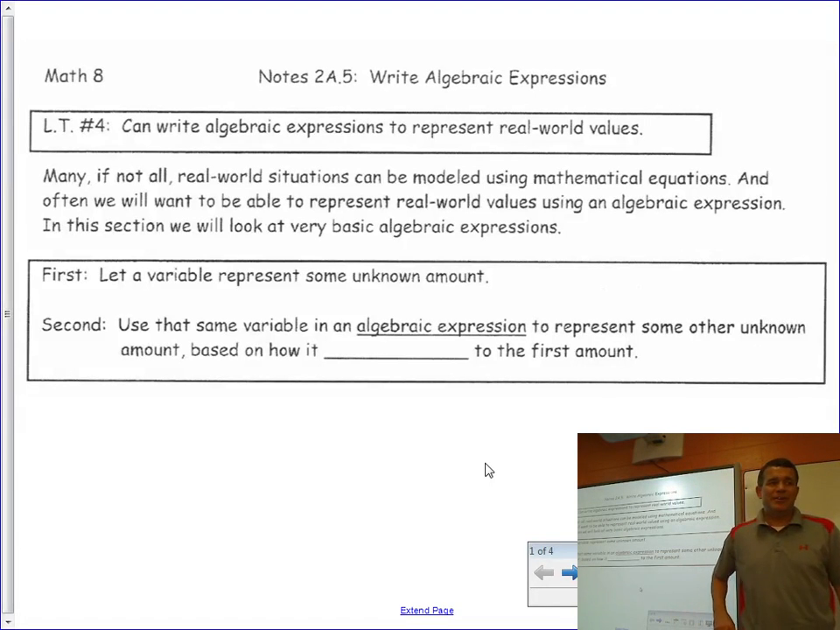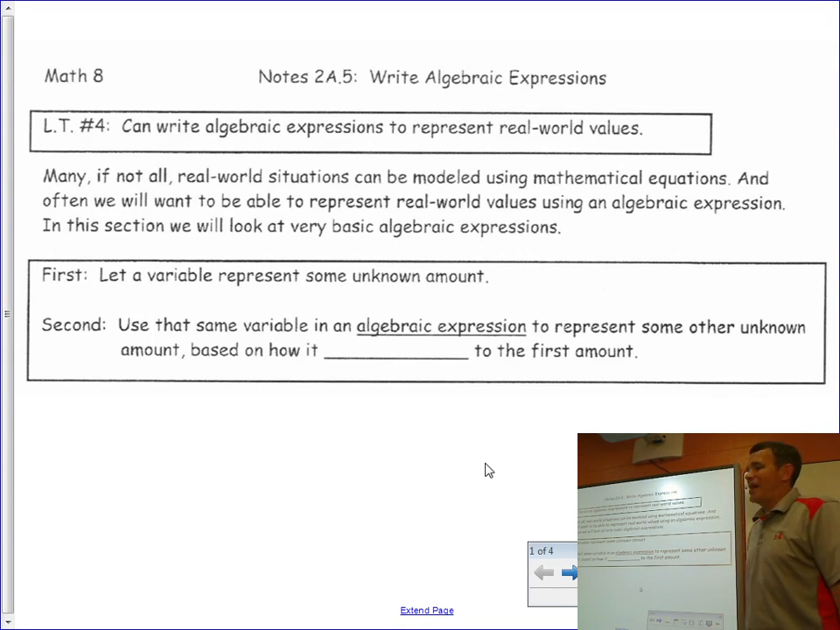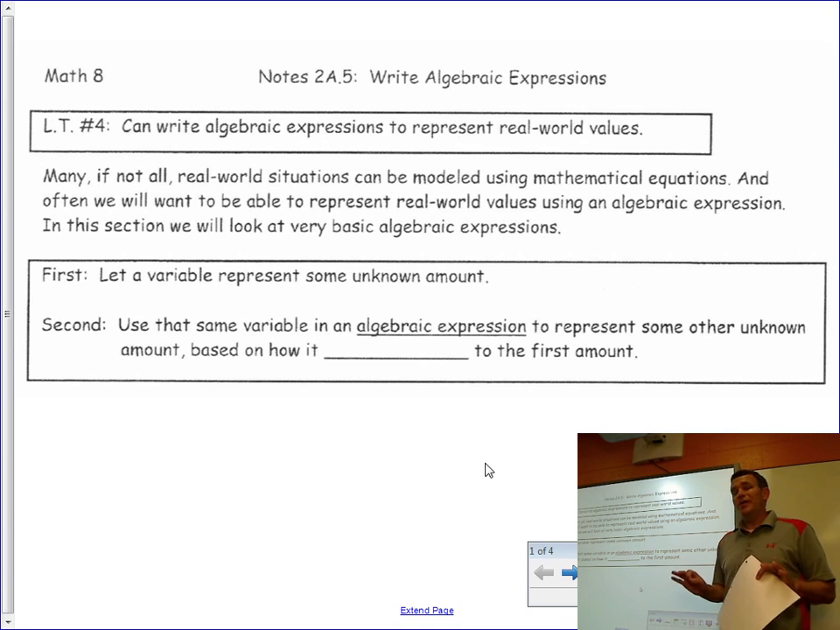Hey guys, today we are doing section 2A.5. It is the last section of notes for chapter 2A. We're going to talk about writing algebraic expressions. Really what we're talking about is writing algebraic expressions to represent real-world amounts.